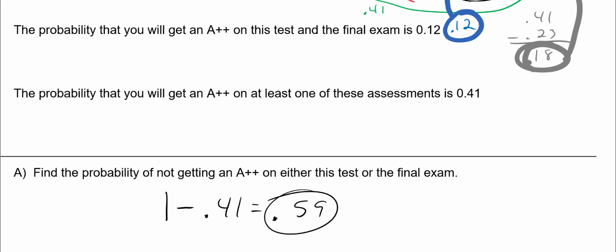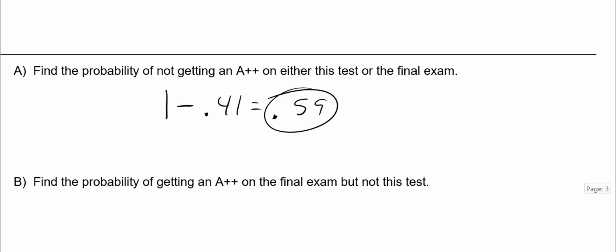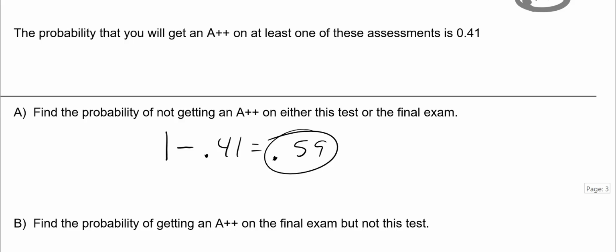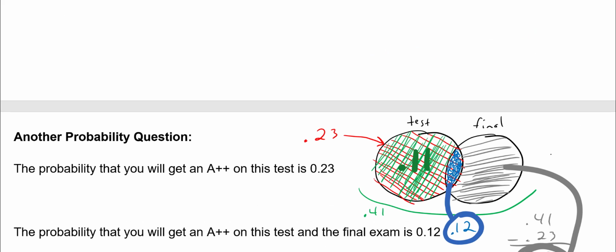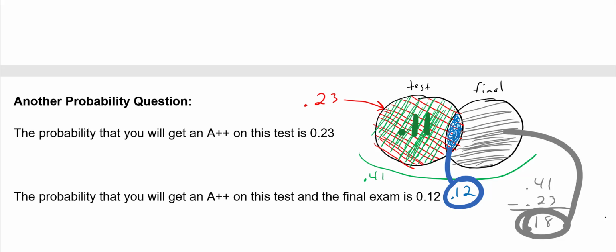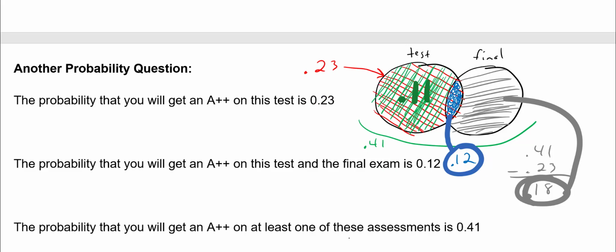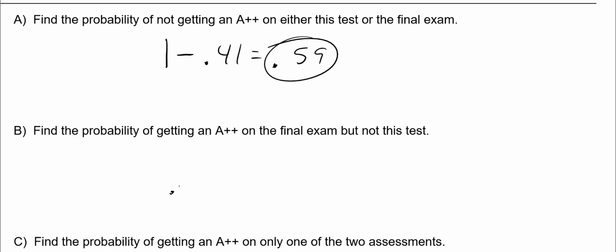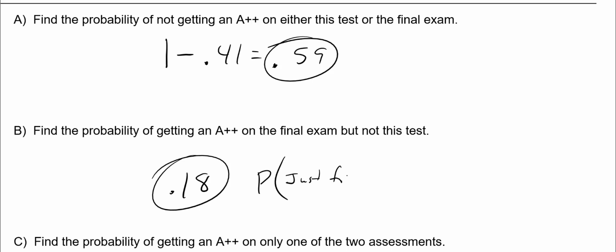That's pretty easy. Okay, the second question here is find the probability of getting an A++ on the final, but not on the test. So let's go back to this one. On the final, but not on the test. Well, we already figured that out. That's the gray section on the right. That's 0.18. We already did that. See, once you have all the probabilities, it's really easy. So it's just 0.18. It's done. That's the probability of just the final, which again is that gray section.